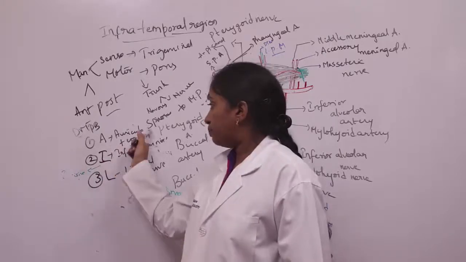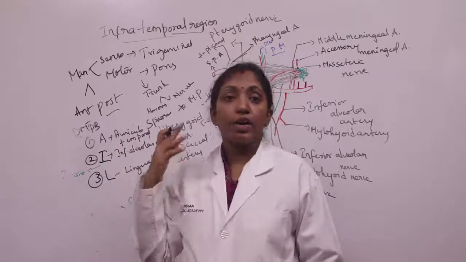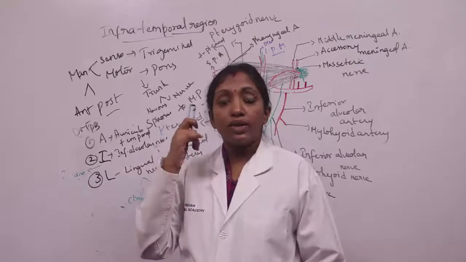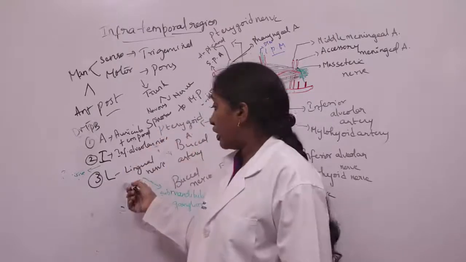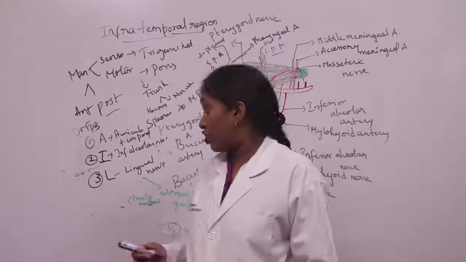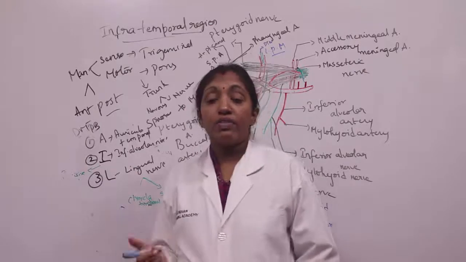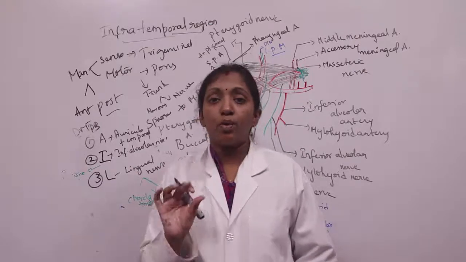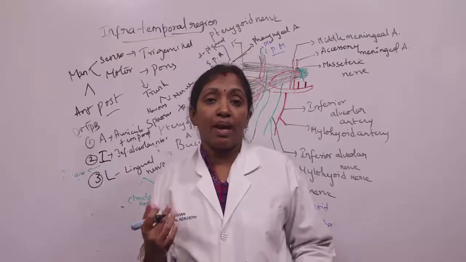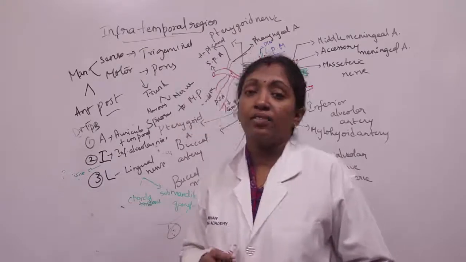Auriculotemporal supplies the skin over the auricle and also the skin over the temple, and it supplies articular branches to the temporomandibular joint. And inferior alveolar nerve gives one important small motor branch, that is the mylohyoid nerve, which supplies the mylohyoid muscle and also the anterior belly of digastric.